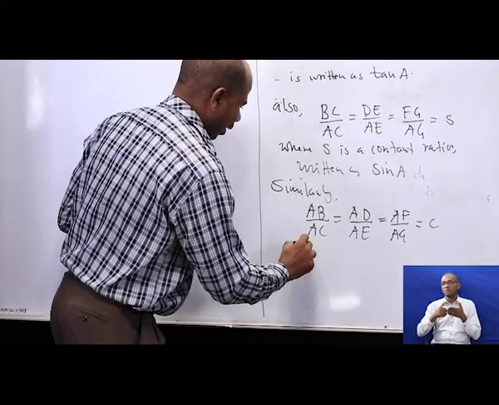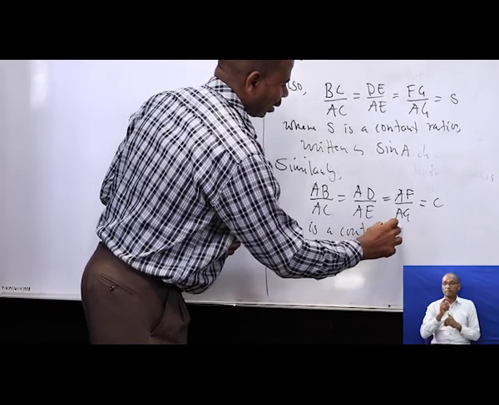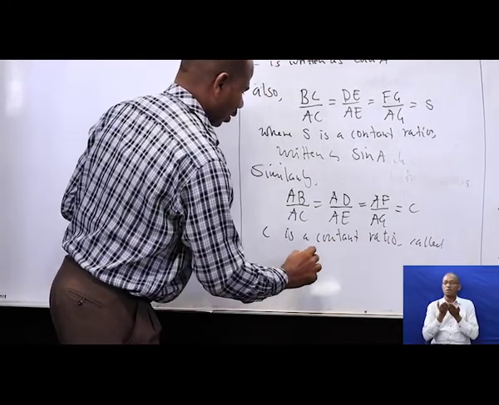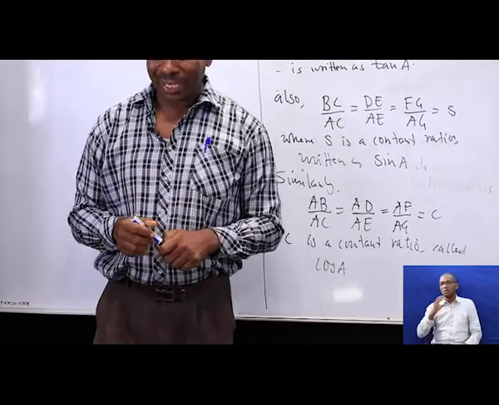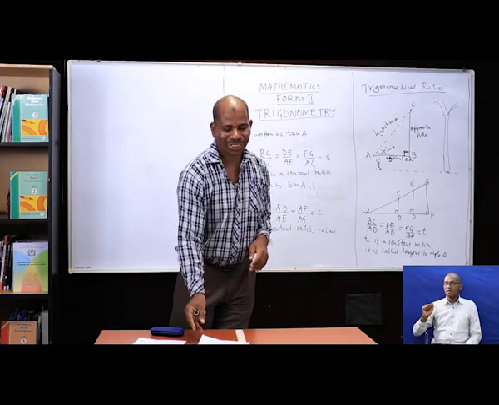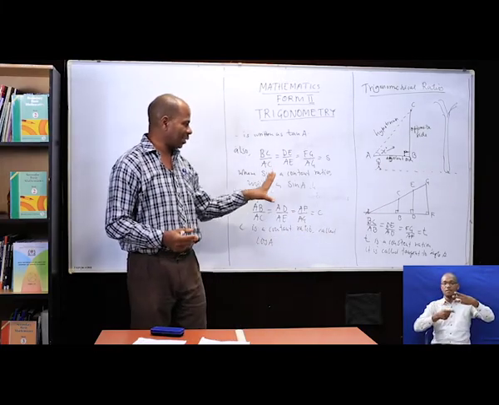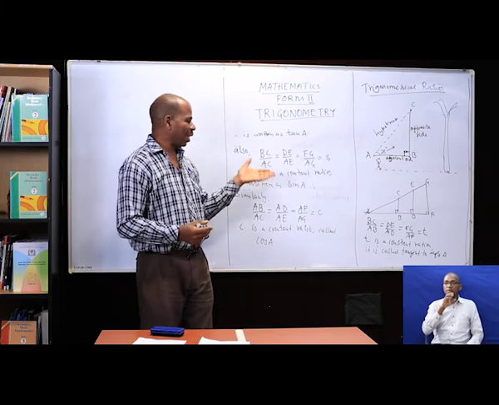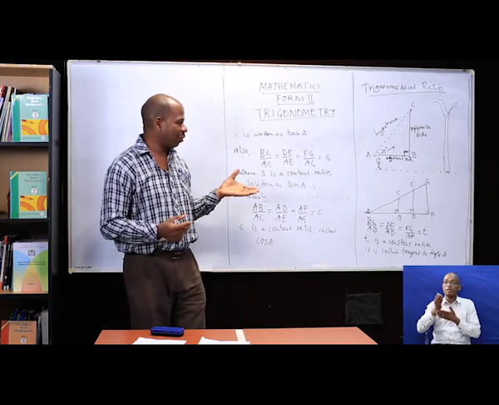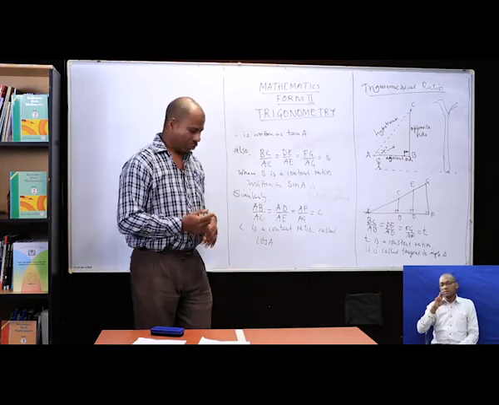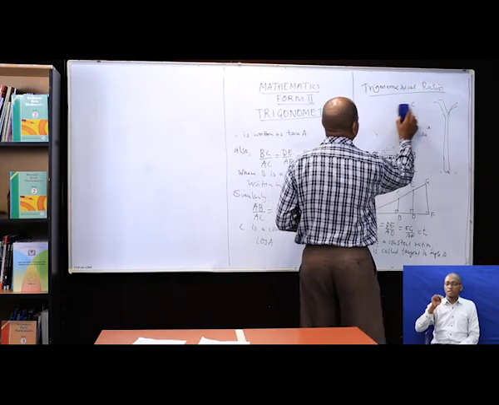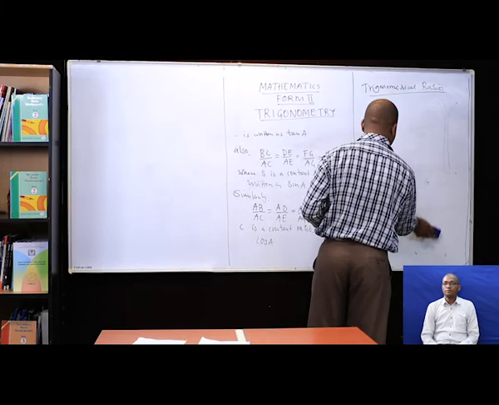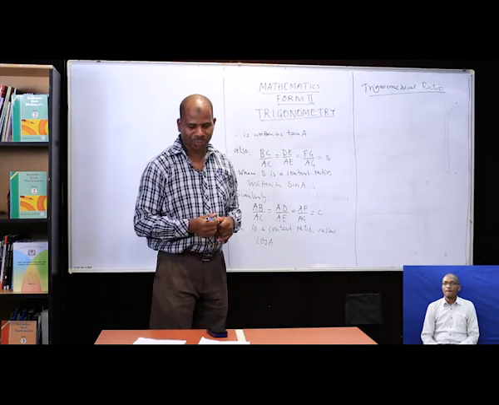Where C is a constant ratio called cos A. Cos A is the cosine of the angle A. So now we have the 3 ratios: S, which stands for sine of the angle A, C for cosine of angle A, and T for tangent of the angle A. These are called the trigonometrical ratios.